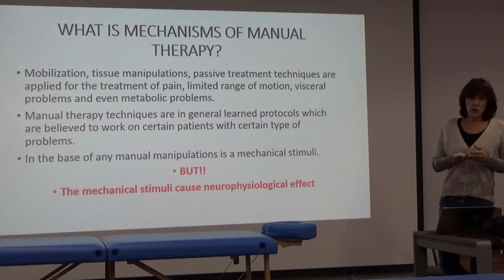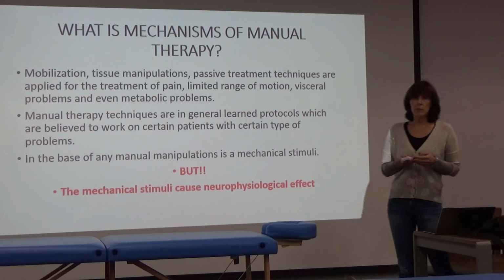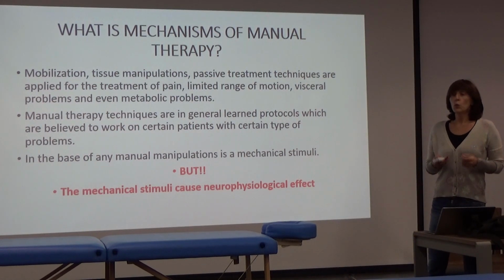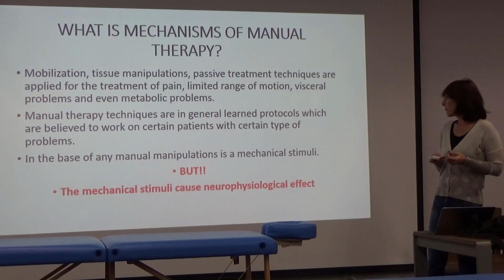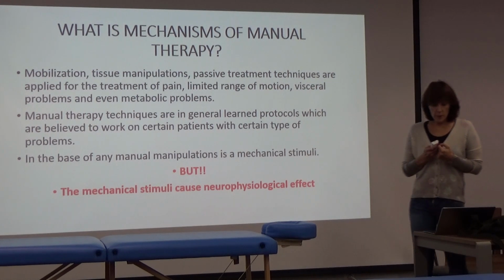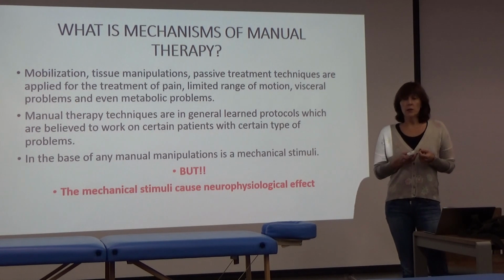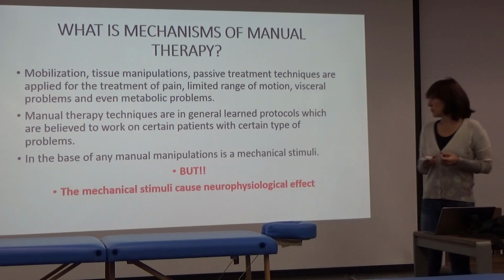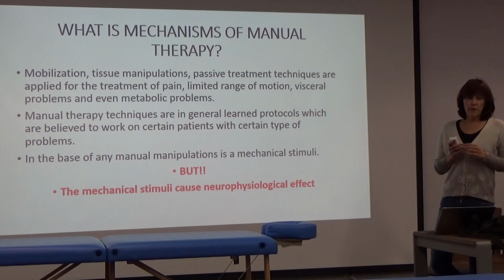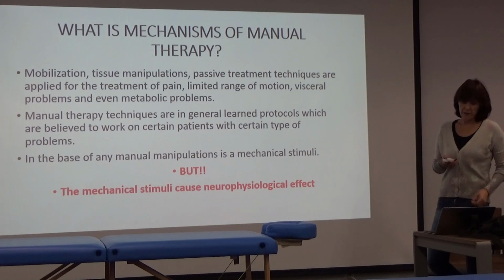What are manual therapy techniques? They're mostly learned techniques. What does it mean? Somebody showed us a technique, and then we apply it on our patients and we see what happens, if it's going to work or if it's not going to work. But whatever we do in manual therapy, the base of it is mechanical stimulation. Whatever we do with our hands to the patient, we do traction, we do compression, we touch, we stretch, all of those are mechanical stimulus. And the very important point is that all mechanical stimulus causes a neurophysiological effect.